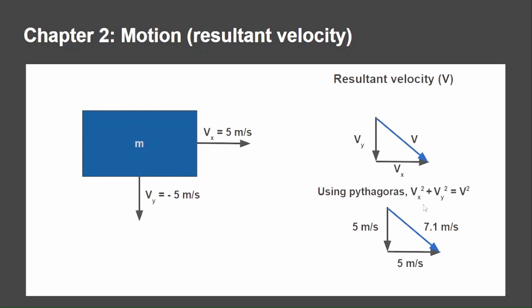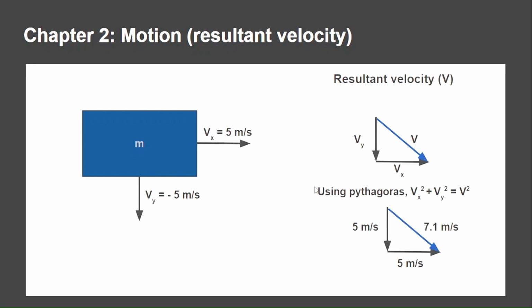to just use Pythagoras. So Pythagoras says that the square of the longest side of a right angle triangle, which is the hypotenuse, is equal to the sum of the square of the other two sides. So in this case, the longest side is the resultant velocity side, always is. That's going to be v squared. And then it's going to be the sum of the square of the other two sides, which is the sum of the square of the two component vectors, which is vx squared plus vy squared.